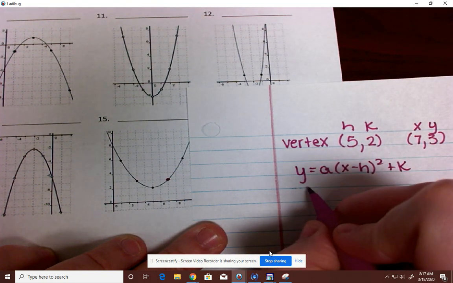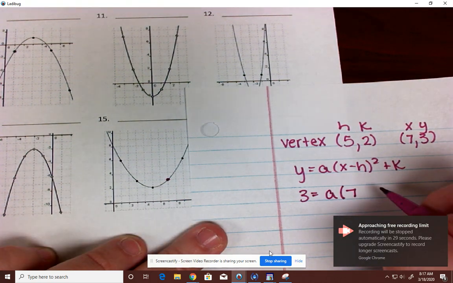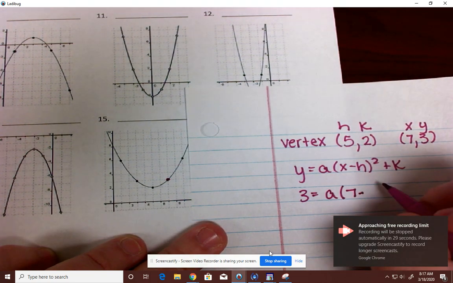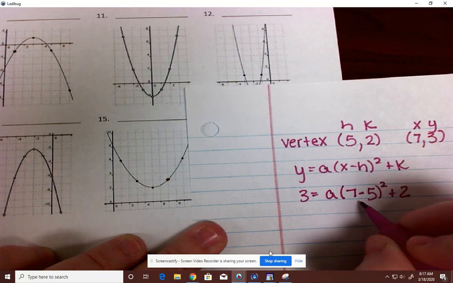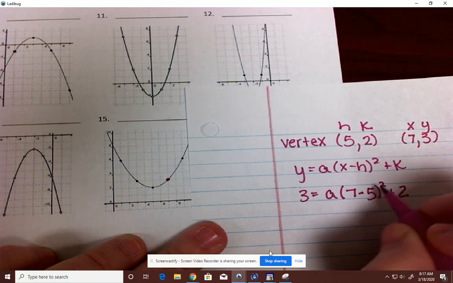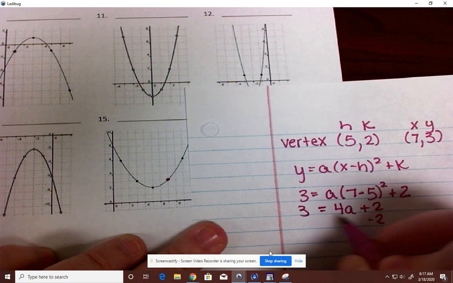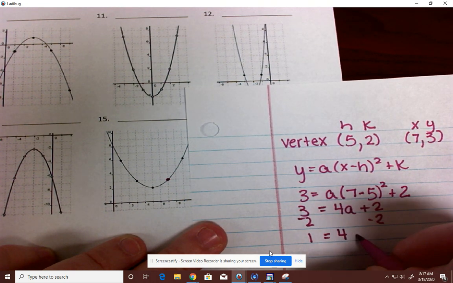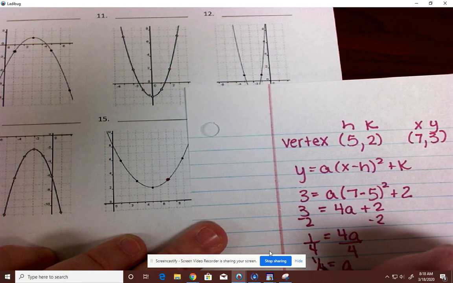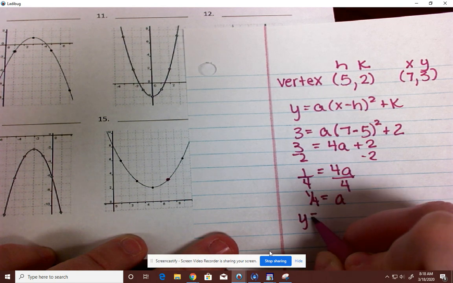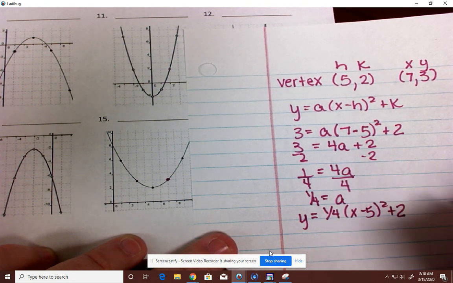So I substitute in Y is 3, don't know A, X is 7. H is 5, K is 2. So 7 minus 5 is 2, 2 squared is 4. Subtract 2. Divide by 4, and we get A equals 1/4. So I write Y equals 1/4 times X minus 5 squared plus 2.